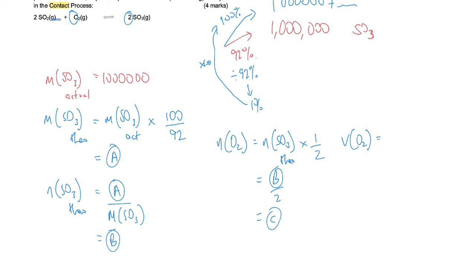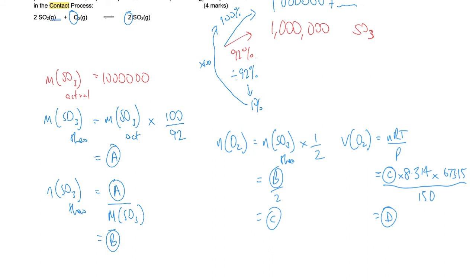PV is equal to nRT, so therefore nRT over P is the equation. So the number of moles of oxygen is C, we times it by R, 8.314, times it by T. What temperature is it at? 400 degrees Celsius, so that's 673.15, converting that to Kelvin, at a pressure of 150 kilopascals, and that value will be something there. Okay, and so that's how you would do it.